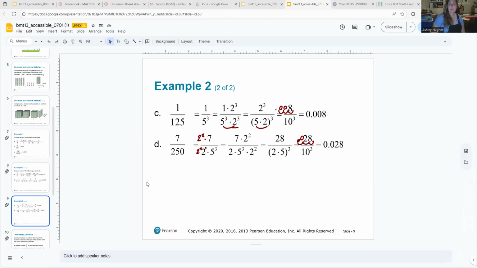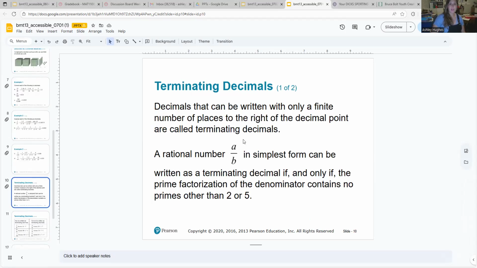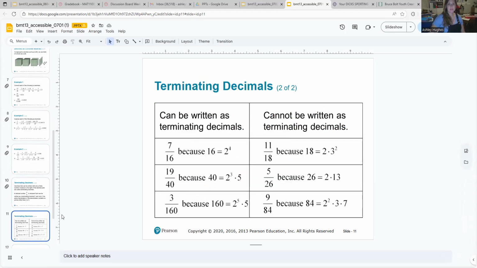Decimals that can be written in only a finite number of places are called terminating decimals. So a rational number is a terminating decimal if the prime factorization of the denominator contains no primes other than 2 or 5. So this can be written because it has only 2s. This is only 2 and 5. This is only 2 and 5. So that means that it's a terminating decimal, which means it stops.